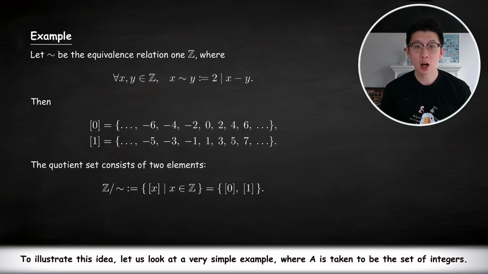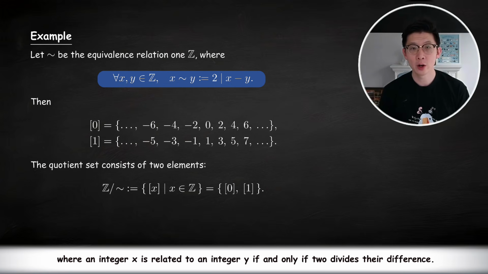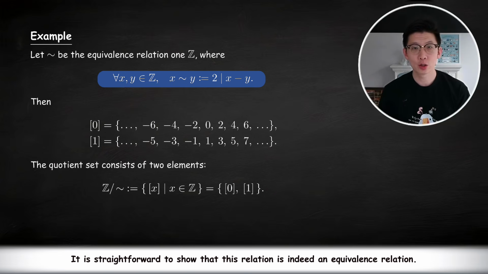To illustrate this idea, let us look at a very simple example where A is taken to be the set of integers. We will define the following binary relation on the set of integers, where an integer x is related to an integer y if and only if 2 divides their difference. In other words, x is related to y if and only if it has the same parity as that of y. It is straightforward to show that this relation is indeed an equivalence relation.